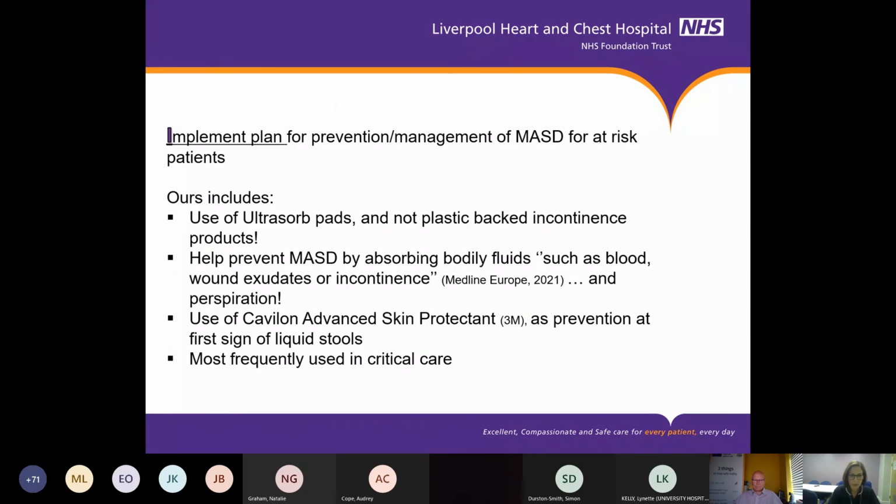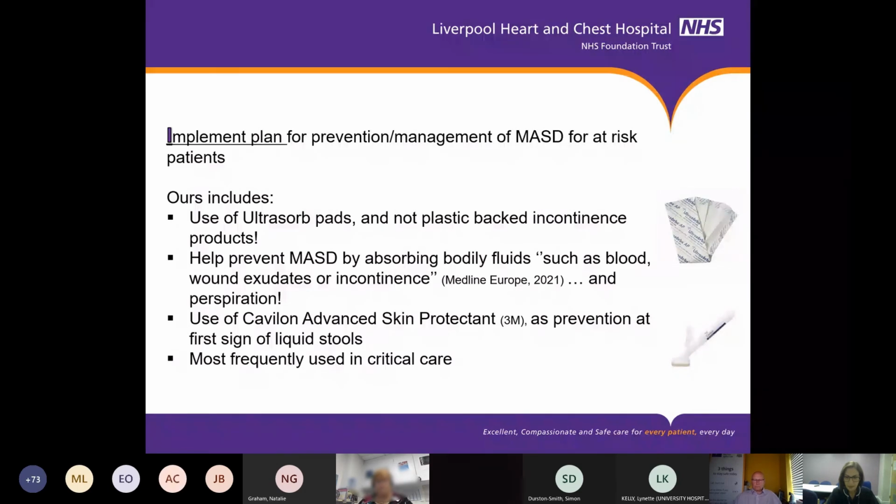So just to focus, again, I would never normally advocate products. That's not the point. The point is the best principles. But I will just say 2 game changers for us have been these 2 products. Ultrasoft pads, the plastic backed incontinence sheets that you may still use in your organisation.